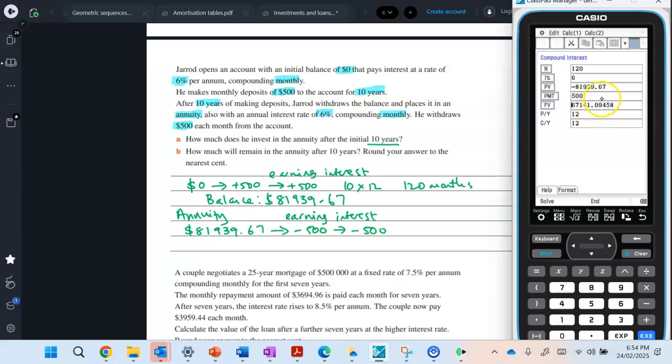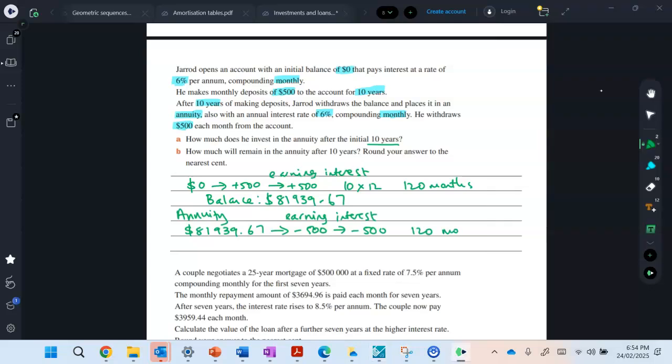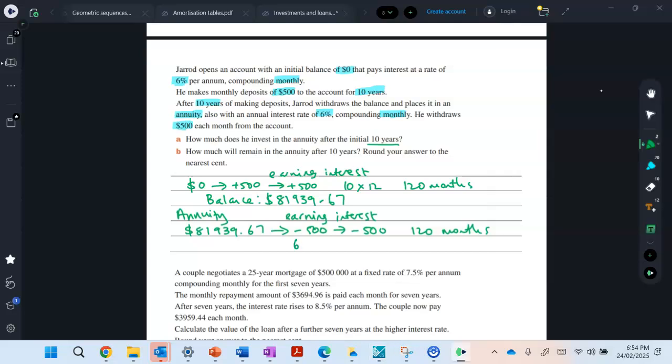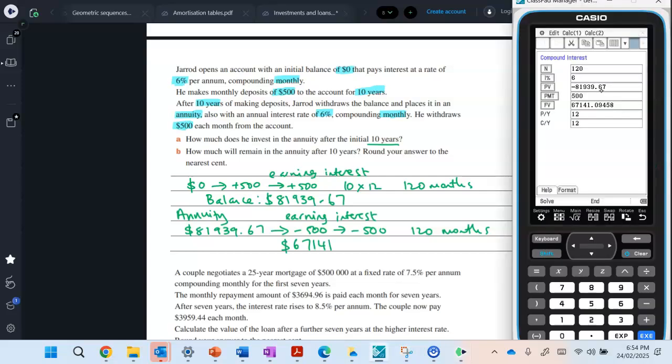All right, so then you're left with $67,141. He's only withdrawing $500. So $67,141, 120 months, 67141, 0.09.